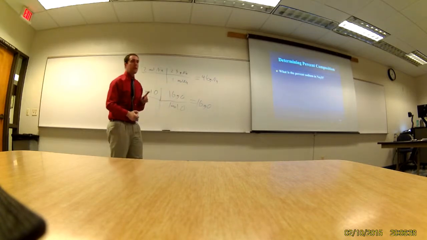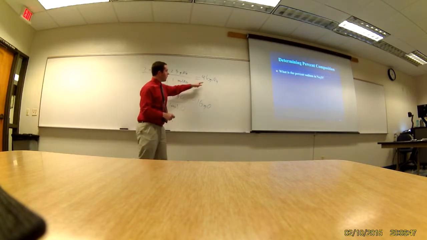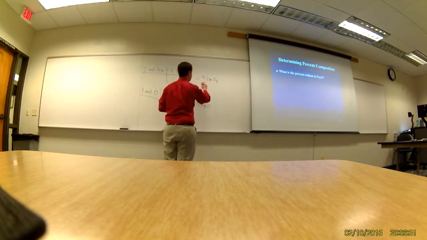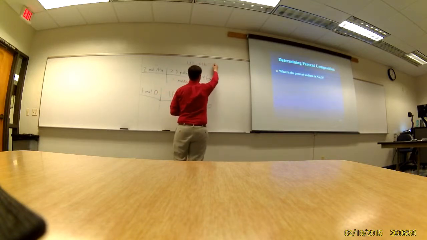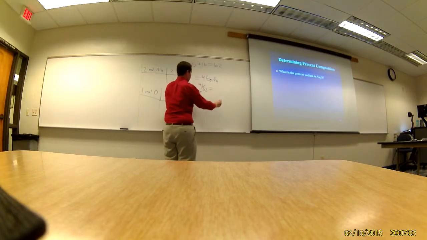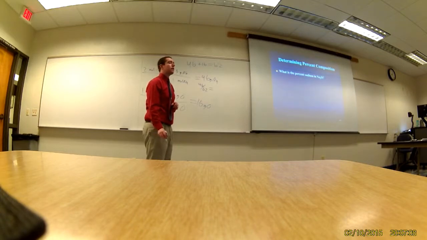So if I wanted to figure out what percentage of my compound is sodium, what do I do? Right. So what is 46 plus 16? 62. So for sodium, I go 46 divided by 62. 62 came from 46 plus 16 equals 62. Equals what? 74.2?